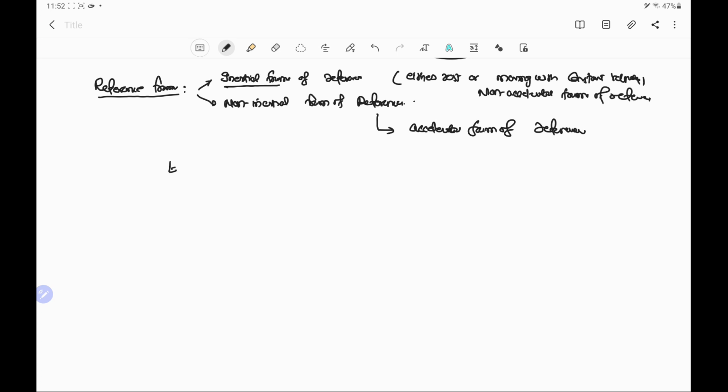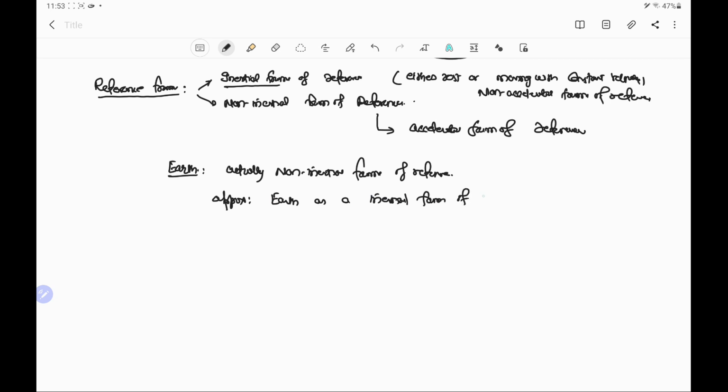One of the most common examples we use is Earth. Earth is actually a non-inertial frame of reference. But as a good approximation, we take Earth as an inertial frame of reference, as most of our time is spent on the Earth. So Earth will be taken as the inertial frame of reference, though it is a non-inertial frame of reference because it rotates about its axis and has an accelerated motion.